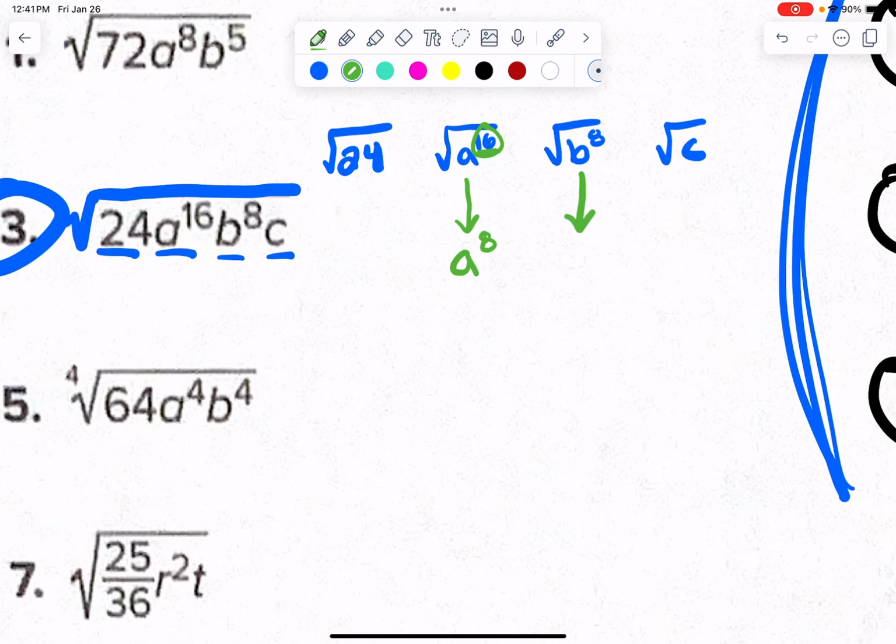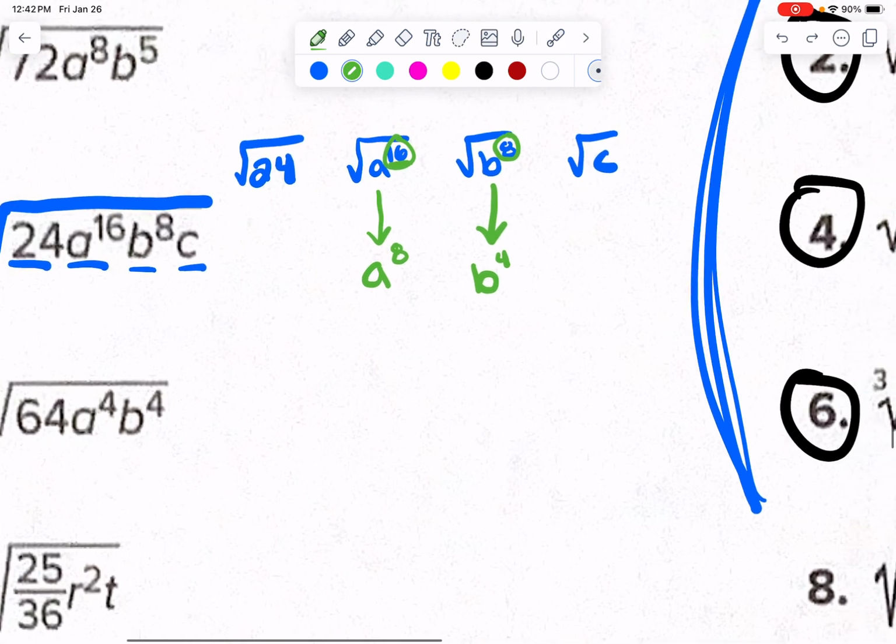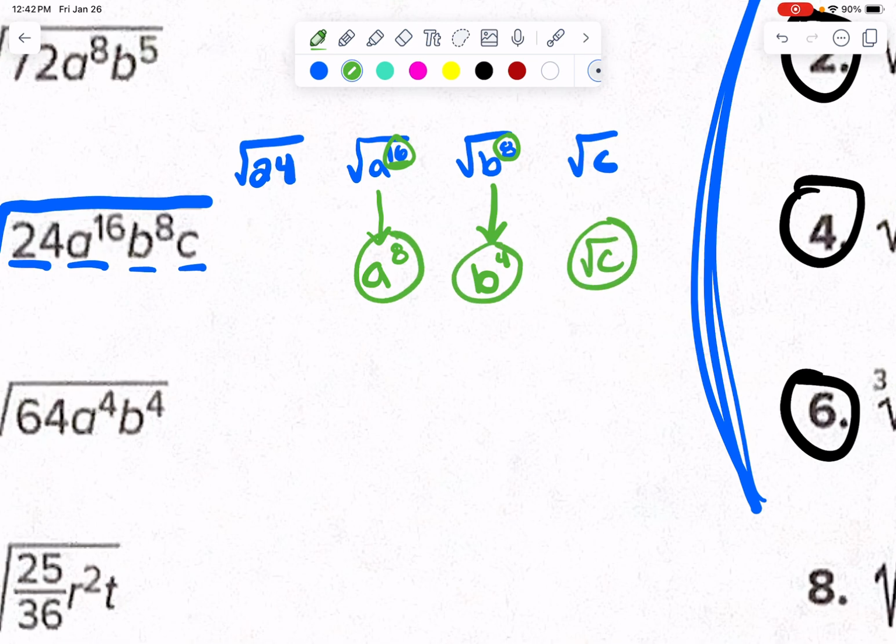This one right here is the same way because 8 is an even number. By taking the square root of b to the 8th power, I'm just dividing 8 by 2, so that would be b to the 4th power. Again, if you want to check, b to the 4th times b to the 4th gives me b to the 8th. That is true, right? So those come out nicely. The square root of c is like c to the 1st power, which is already less than 2, so I can't do anything to that one. It just stays the square root of c, and I'm going to leave it like that. I'm going to circle all of these when I know I'm done, okay?